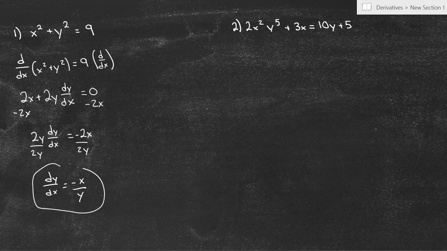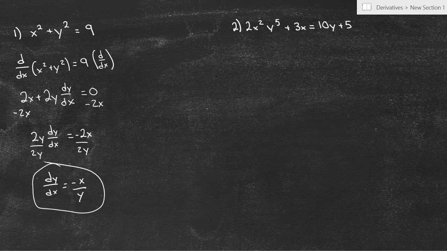So notice the answer is pretty unique from what you're used to seeing. Usually you get numbers and you get x values, but now we have a negative x and then a y in the derivative. Don't be too freaked out by this. This is normal, and that's what implicit differentiation is going to lead you to more often than not.